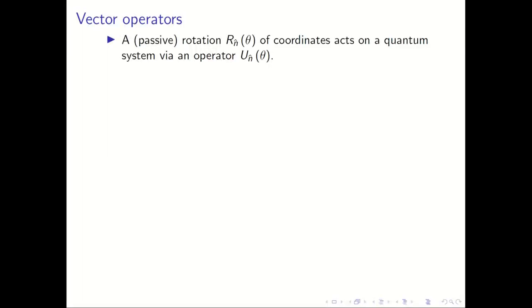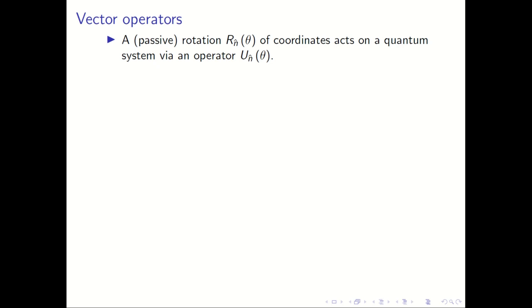In this lecture, we are going to look at various different kinds of operators, especially with a view of how they behave when you rotate your coordinate system. We have seen earlier that when we carry out a rotation R_n(θ) of coordinates, it acts on a quantum system via an operator U_n(θ). Of course, the form of that operator is specific to the particular system we are talking about.